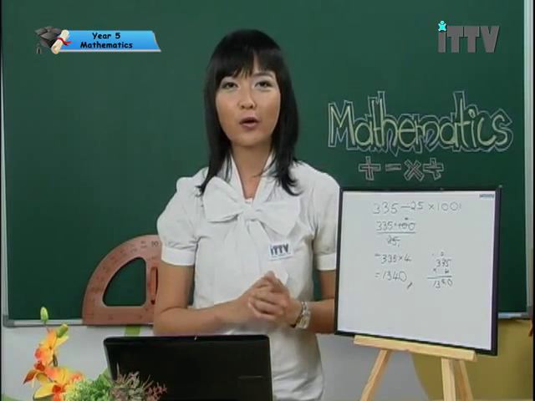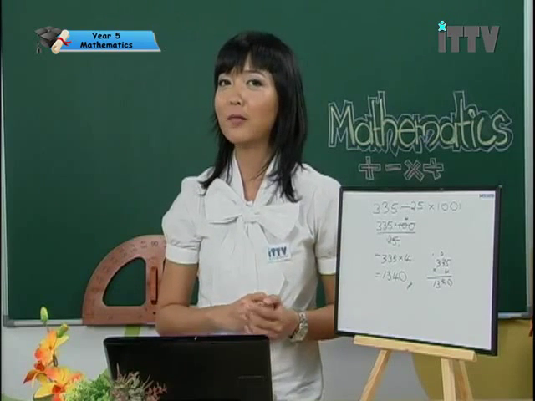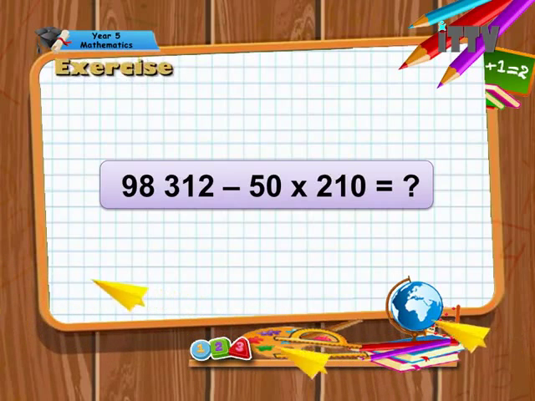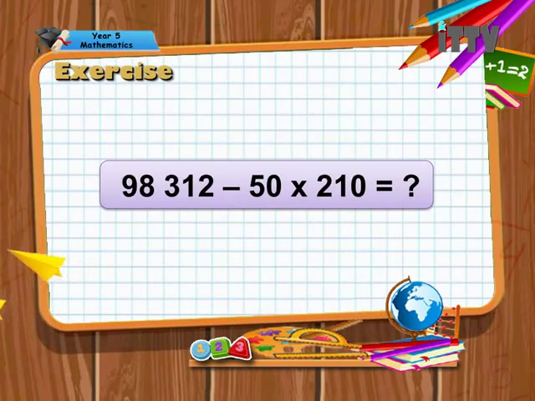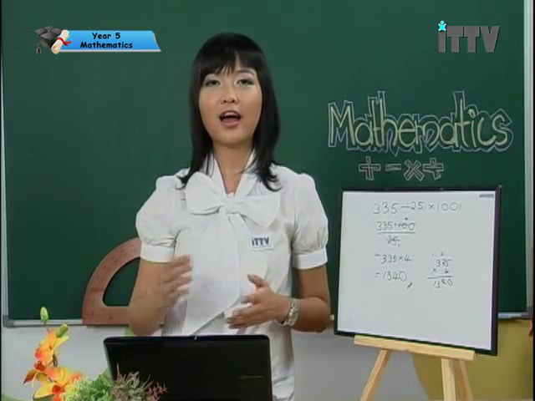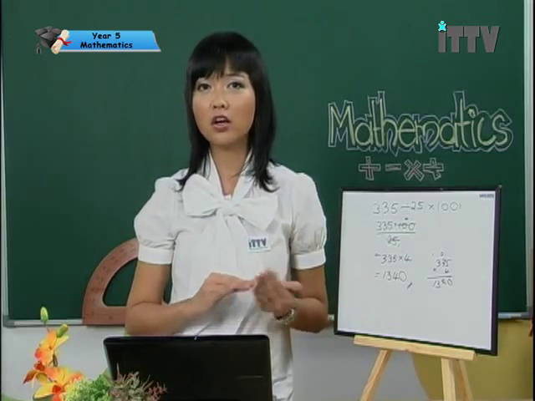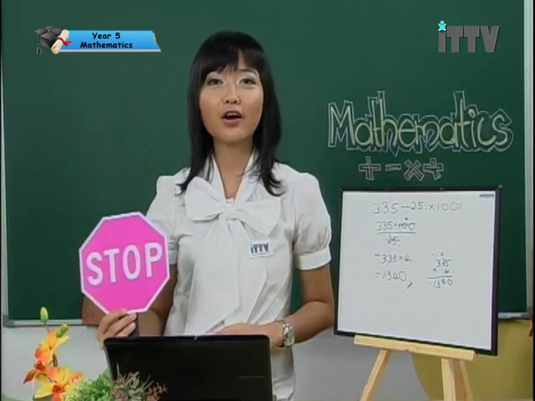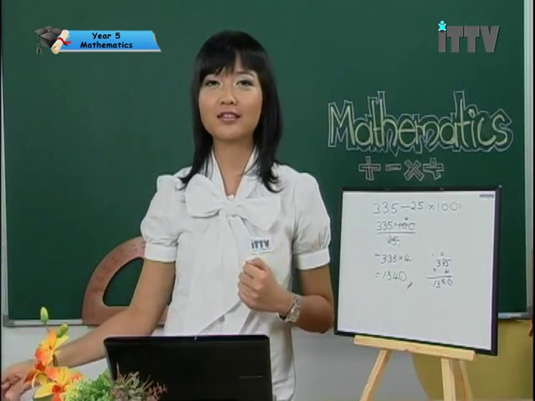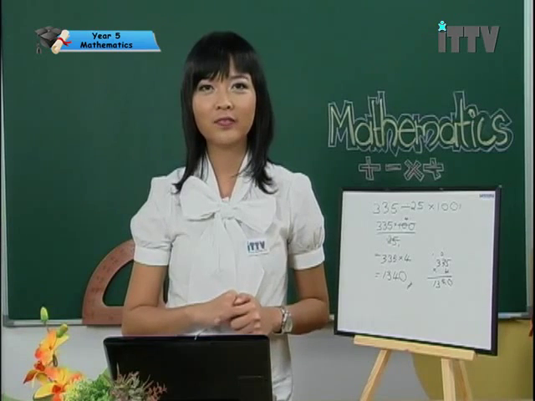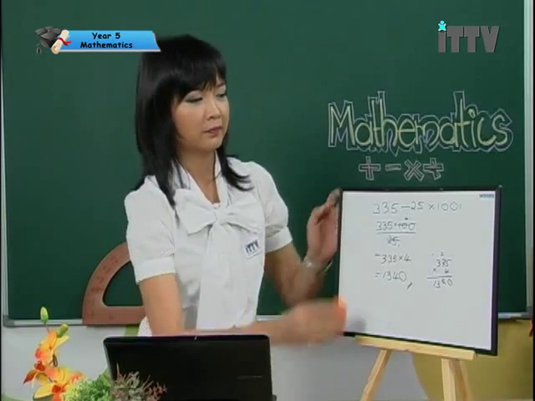Now, I will give you a question to try out to see how we shall apply BODMAS to solve it. Let's take a look at the question. 98,312 minus 50 times 210. Okay, now we have minus and times over here. So we cannot go. We have to stop and remember our formula, which is BODMAS. Brackets, of, division, multiplication, addition, and subtraction. Now let's use that to solve our question.